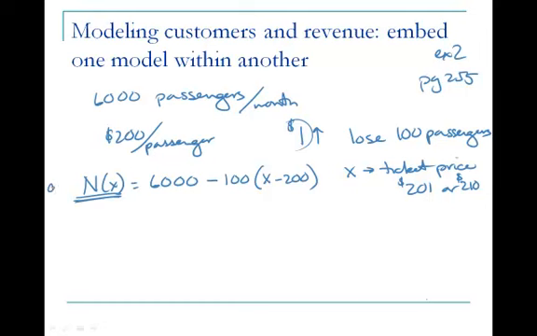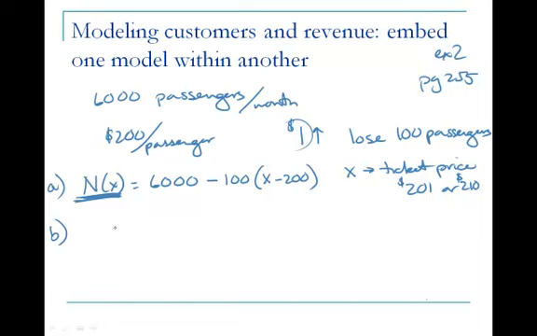Part B talks about revenue. We have to understand that revenue is just the income that we make. It has nothing to do with costs. So the airline's revenue is the product of the number of passengers, which we found here, times the ticket price.